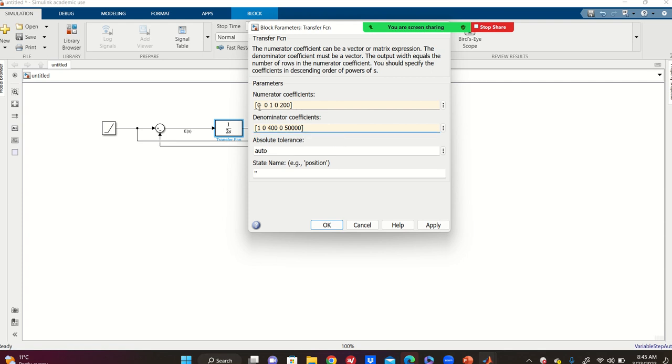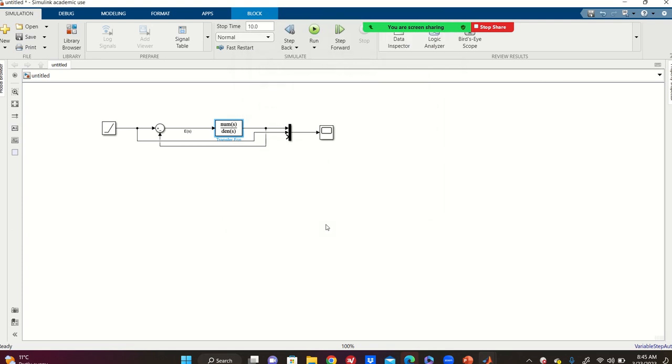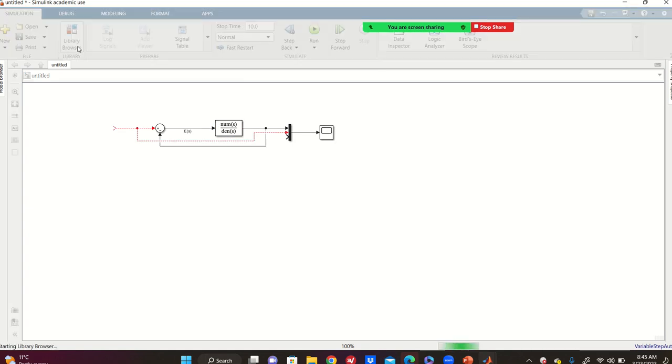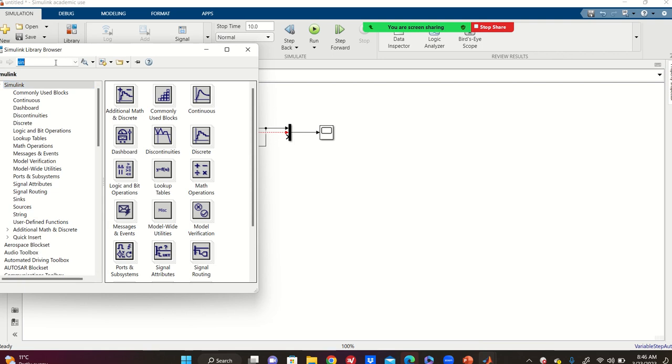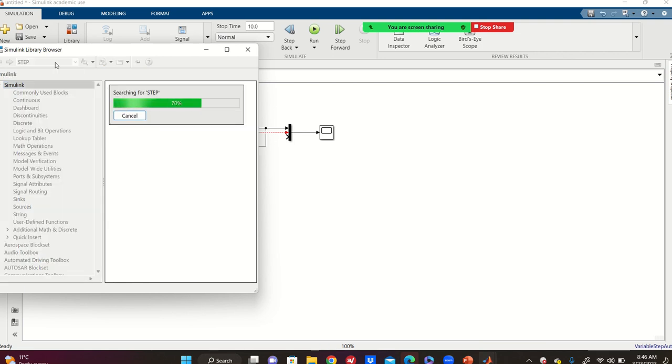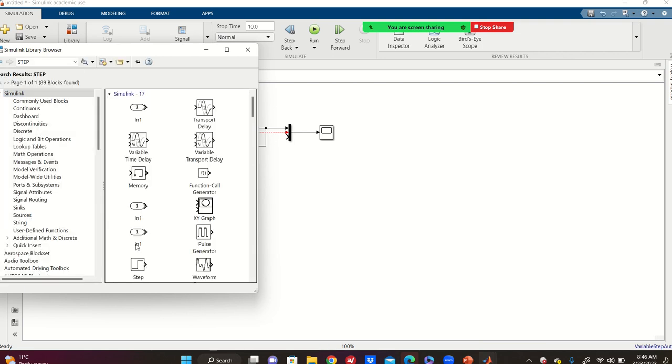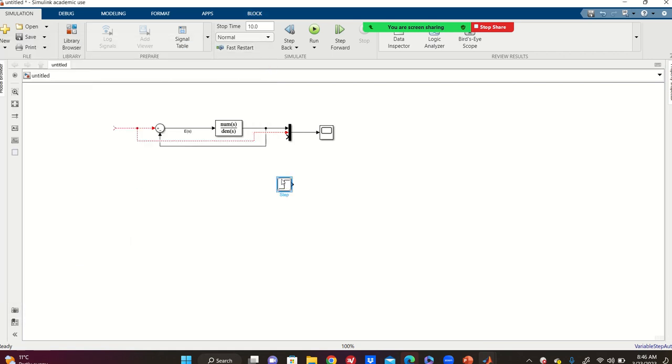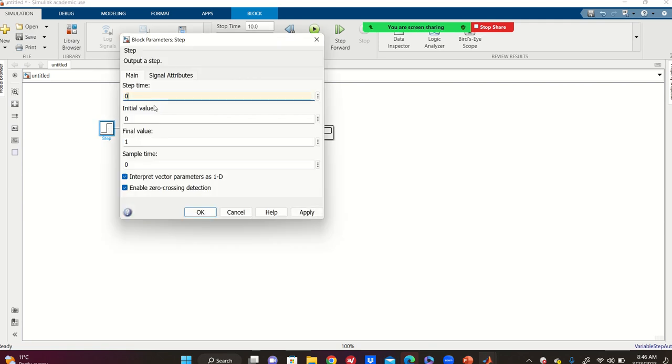See how I wrote it? Do you see that? Because numerator and denominator must be the same, I mean in the notations. So this is our transfer function. Then I'm gonna replace this with a step. A step. And I'm gonna plot this. Step times 0.